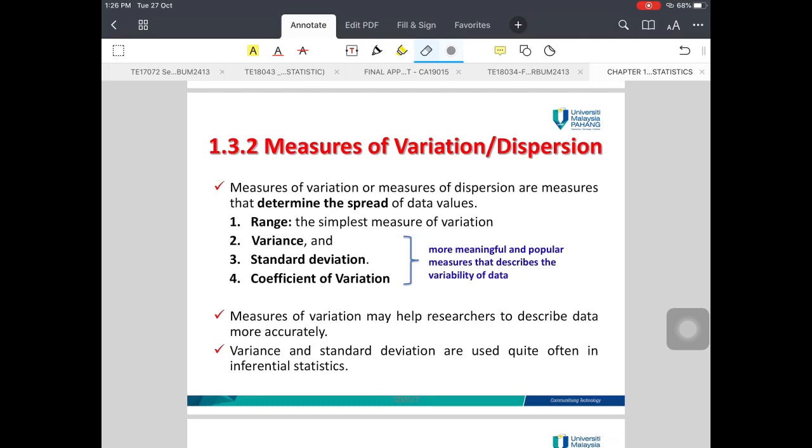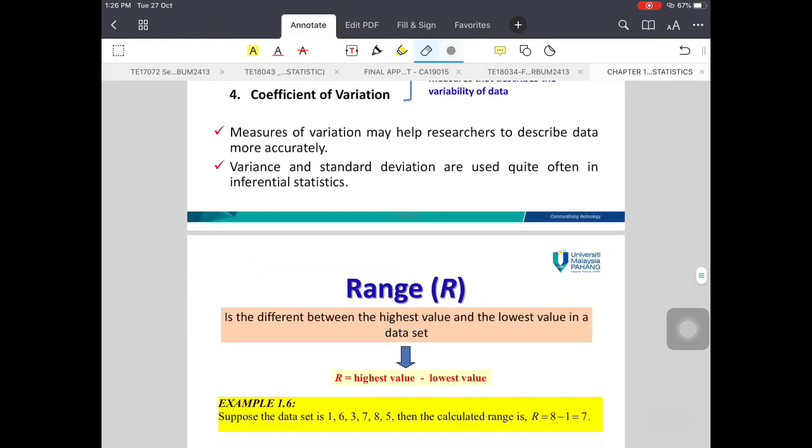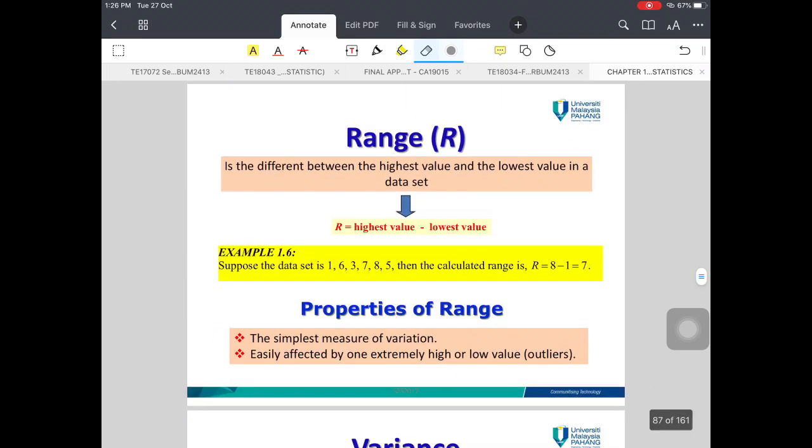Okay, these measures can help researchers to describe the data more accurately. The variance and standard deviation are used quite often in inferential statistics. Okay, we go to the first one, which is range. Range is the difference between the highest value and the lowest value in a data set. So you just find the highest value and the lowest value and then get the difference between them. So you're going to get the range.